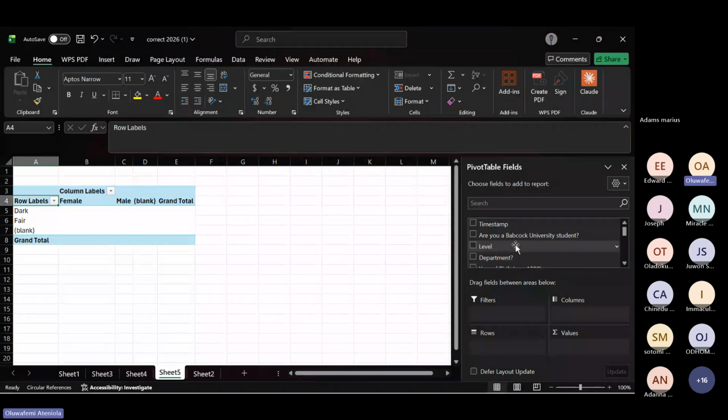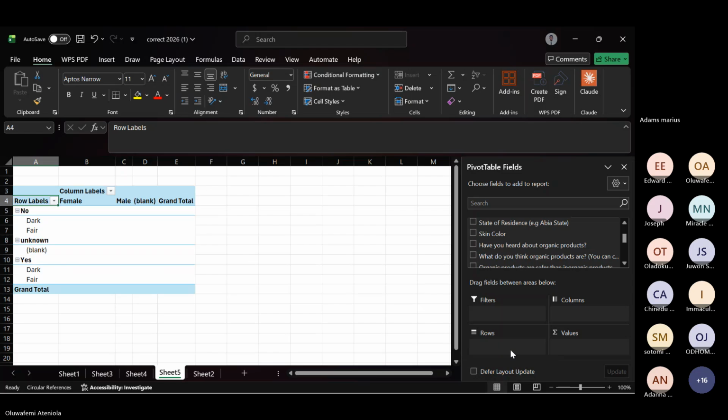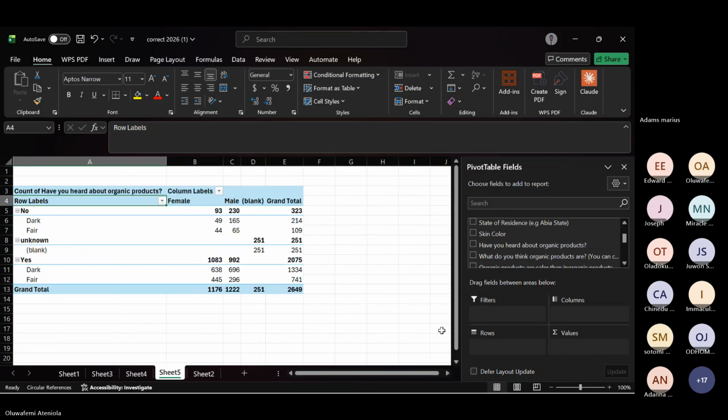What column is asking if they are, okay, are you a BAPOC student? Just hold on, department, state of origin. Have you heard about organic products? Which is going to be either yes or no. You can see it has segmented everything. Yes or no. So we have no at the top, dark skin no, fair skin no. This is for the unknown and the blanks. So we decide to bring have you heard organic product into values.